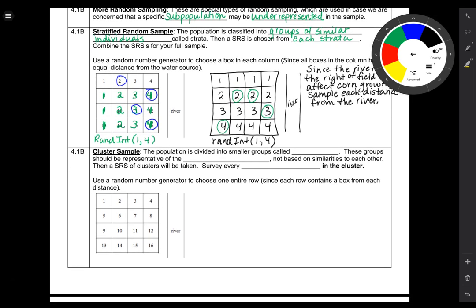And then we have a cluster sample. Now, a good example of a cluster sample using our grades again is dividing the population groups into smaller groups called clusters. These groups should be representative of the entire population.